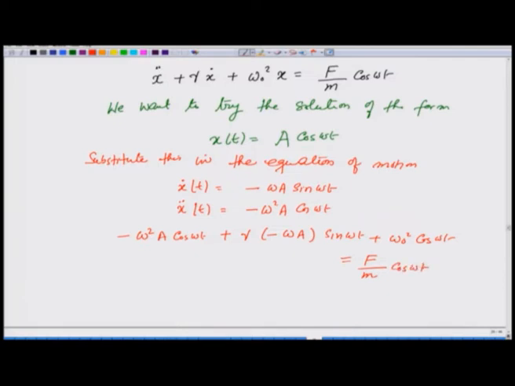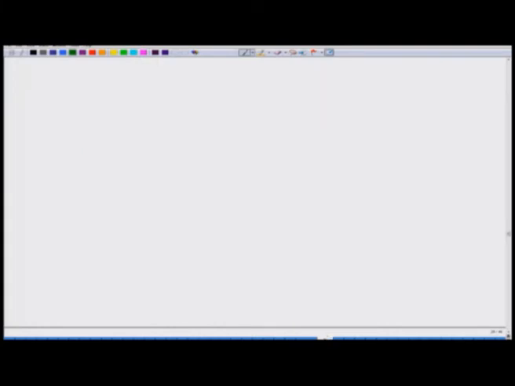So, left hand side contains both cosine omega t and sine omega t. On the other hand, right hand side contains only cosine omega t. So, this equation cannot be satisfied with this kind of solution. What do we do? Let us see that.